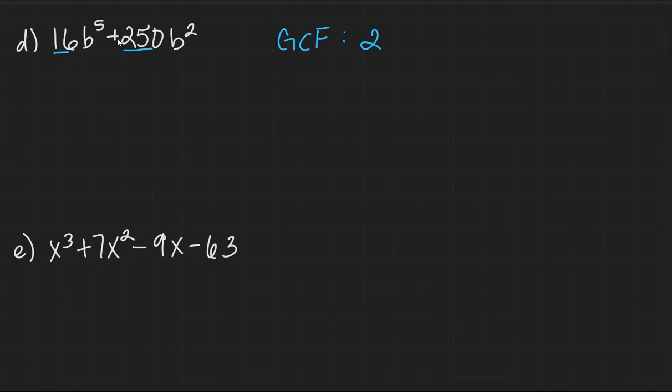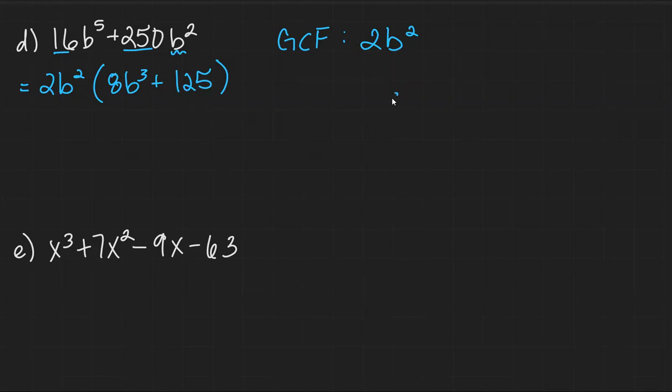What about the variables? It's going to be the smallest power, so b squared. So we factor out 2b squared and divide everything by 2b squared. 16 divided by 2 is 8b to the third, plus 250 divided by 2 is 125. b squared divided by b squared is 1. And b to the fifth divided by b squared is b cubed, in case I didn't say that. Okay, so I have a cubic.